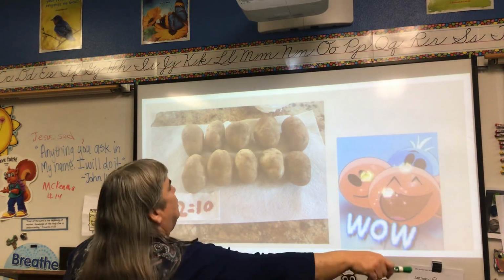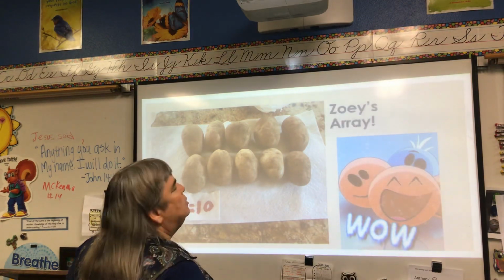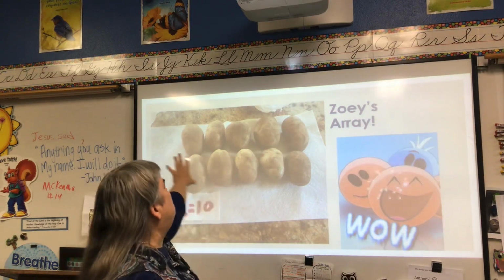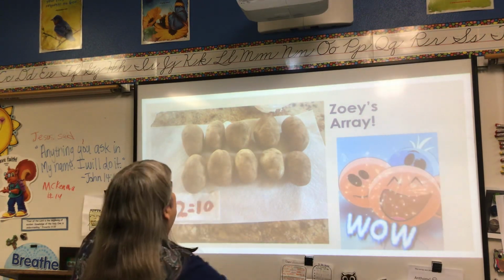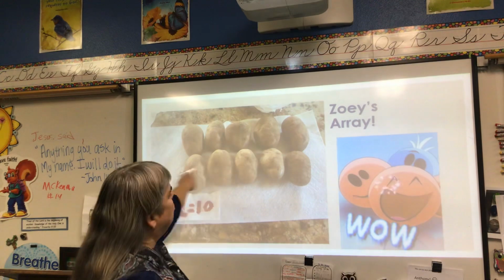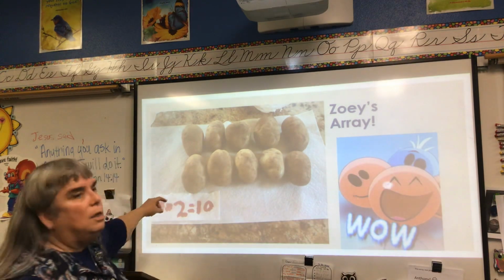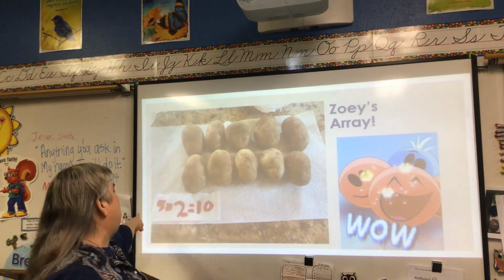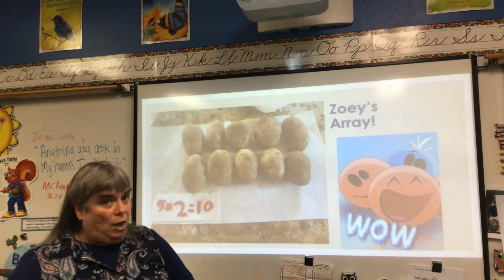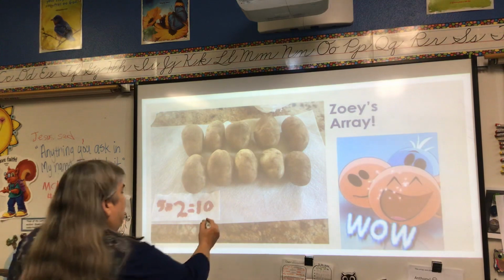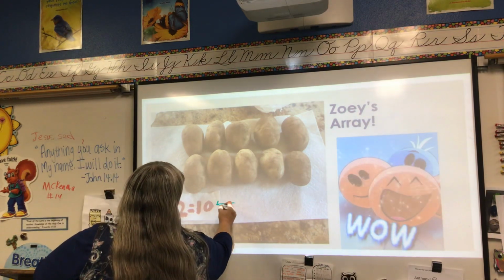This is so cool. Go ahead. So this is Zoe's array. I love how she did potatoes. So she has 2 groups of 5, which makes 10. And she wrote the flip side of that. She said 5 times 2 is 10, which is fine because the product is the same either way.